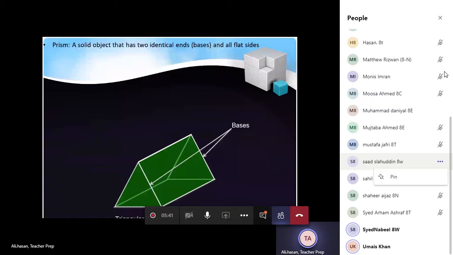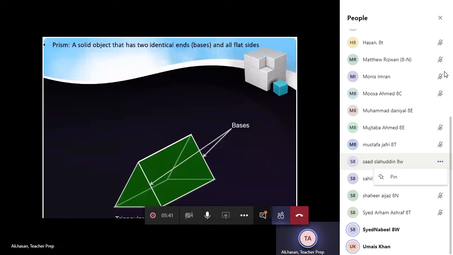Let me tell you, beta, any shape which has six sides, six edges, is called a hexagon. Which has seven edges is called a heptagon. Which has eight sides or eight edges is called an octagon. Which has nine is called a nonagon, and which has 10 is called a decagon. Okay, decagon. Yes, sir. Now, beta, rectangular prism.